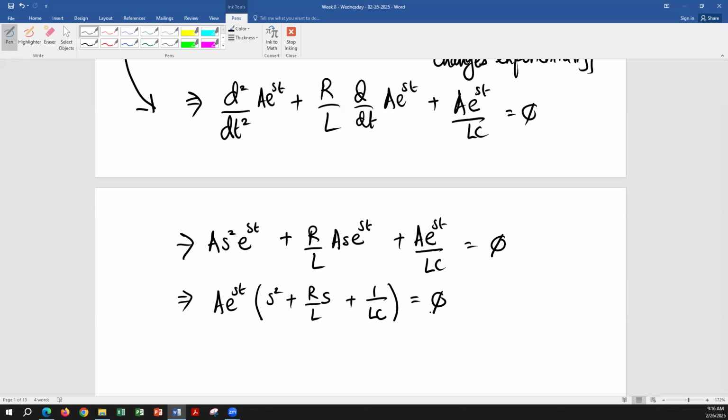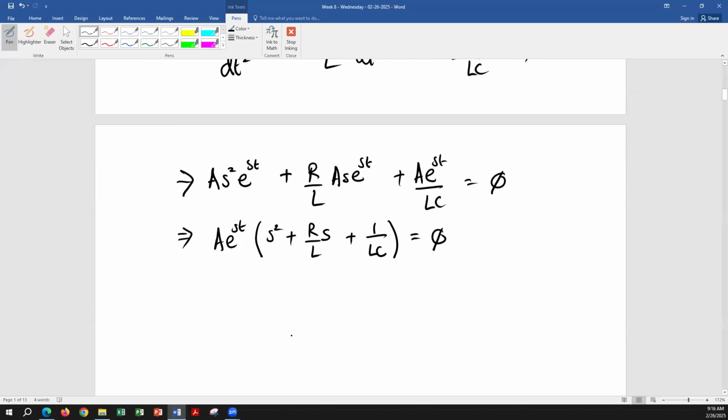And once again, we see two values that are multiplying each other. So A e to the power st times (s squared plus R over L s plus 1 over LC). If either of these values is 0, then the product on the left-hand side will be equal to the right-hand side. Both will be 0. Of course, since A e to the power st is the solution that we have assumed, that cannot be 0. So the first term cannot be 0. That means the second term has to be 0 in order for the equation to be balanced.